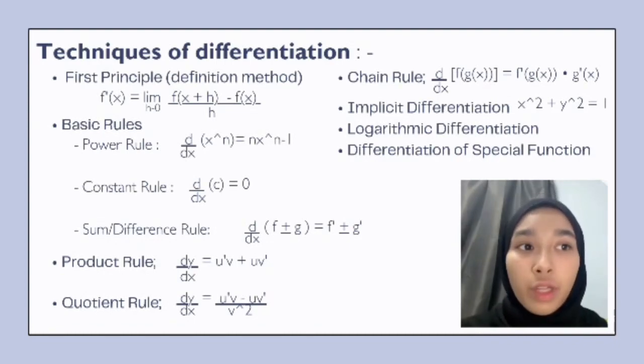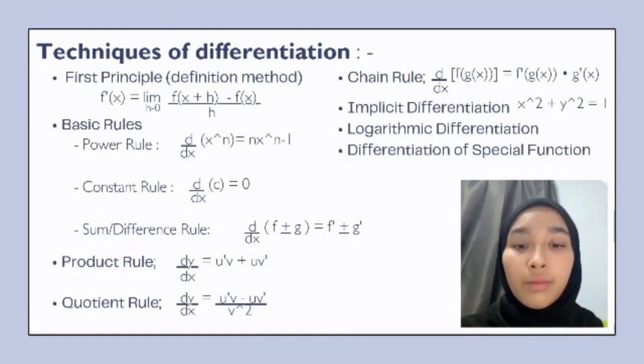The third technique is the product rule. This rule is used when two functions are multiplied together. The formula is u prime v plus u v prime. The fourth technique is the quotient rule, which is used when one function is divided by another function. The formula is u prime v minus u v prime, over v squared.